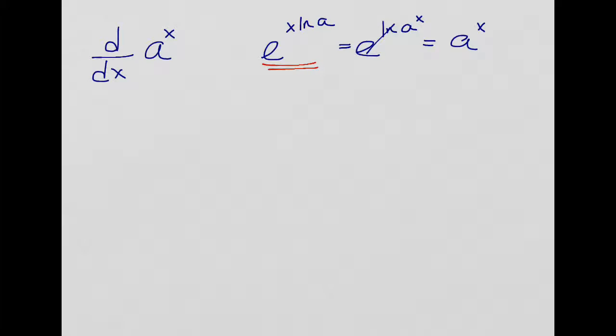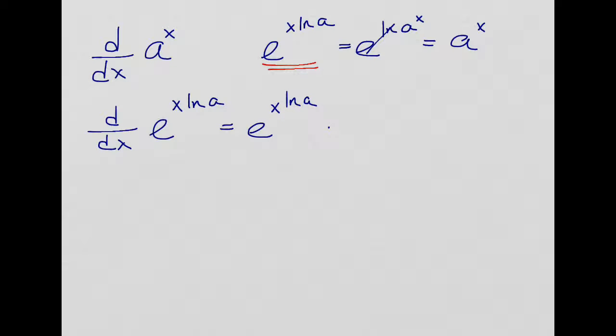So what I'm really going to do is take the derivative with respect to x of e to the x natural log of a. So in order to take that derivative now, what we're really going to use is chain rule. I know e raised to whatever is going to be its own derivative times the derivative of whatever it's raised to. So the derivative now is going to equal e to the x times the natural log of a times whatever the derivative of this natural log of a is.